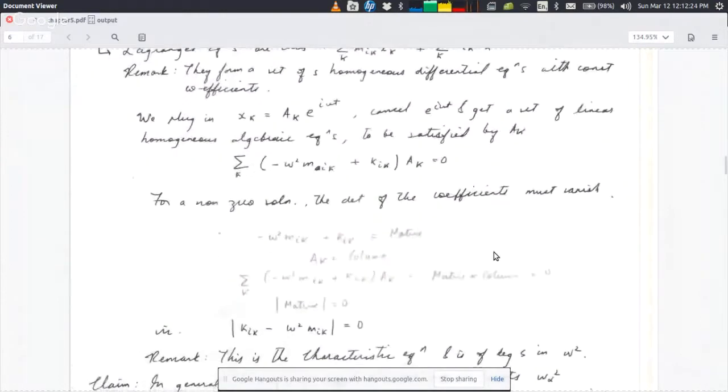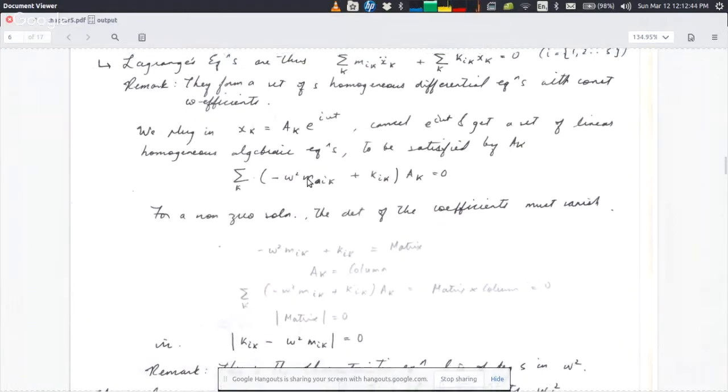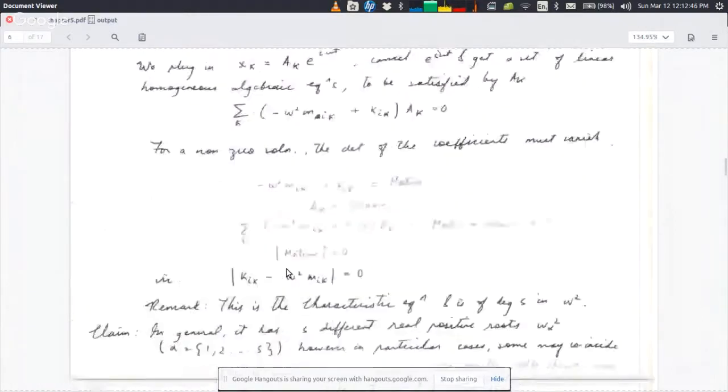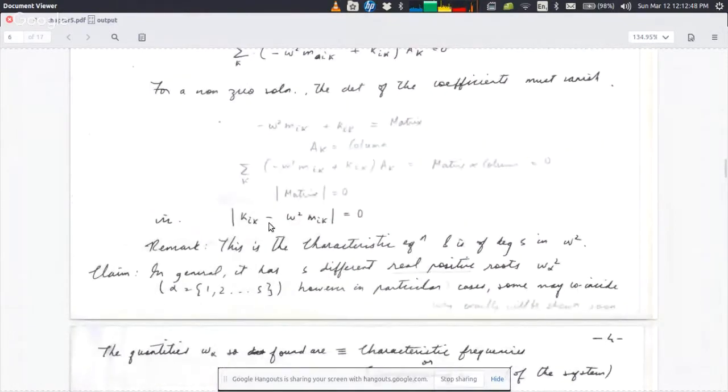And now this particular matrix equation is, if you see carefully, of the form that you are multiplying a matrix with a column and you want it to be 0. So for any non-trivial solution, which is to say for a solution in which the Aks are not all zeros, you have to demand that the determinant of this matrix, which was earlier a differential equation and has now become an algebraic equation, must be 0. And that is this condition, that Kik minus omega square Mik must be 0.